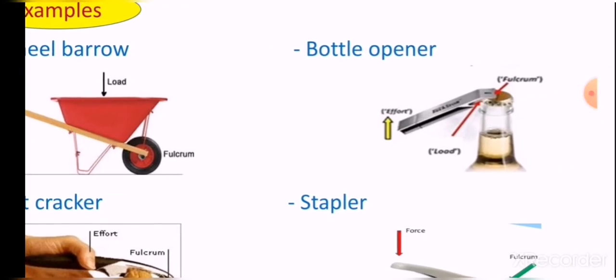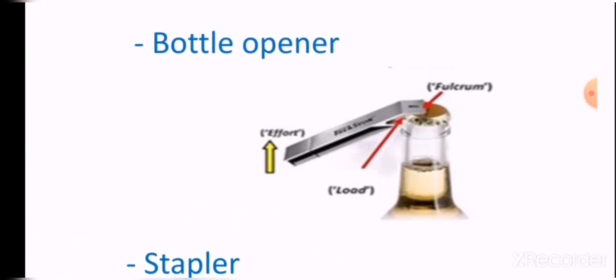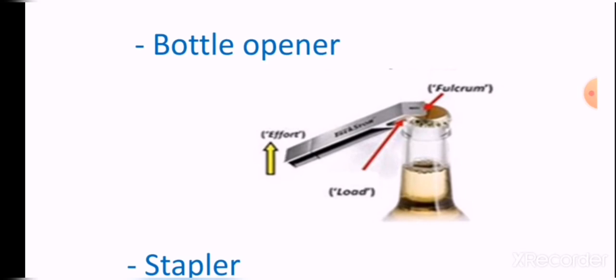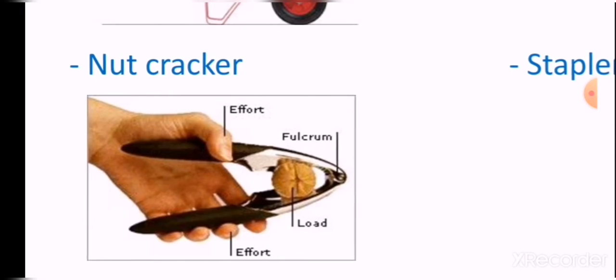Number two, bottle opener. Here in the bottle opener, the load or the resistance is between what? Between effort force and fulcrum. So this type is second class lever. Number three, like nutcracker. Nutcracker here.